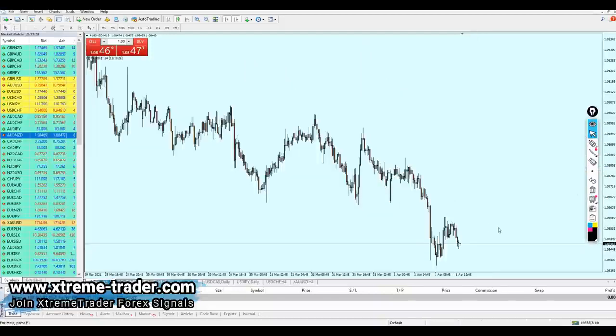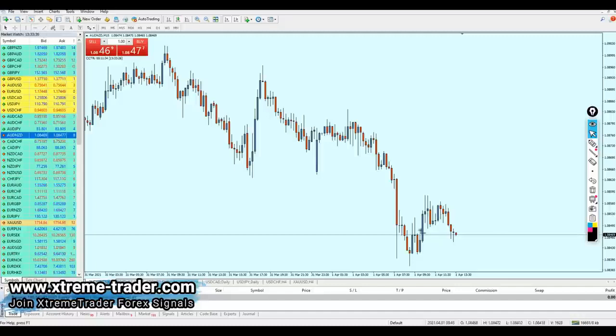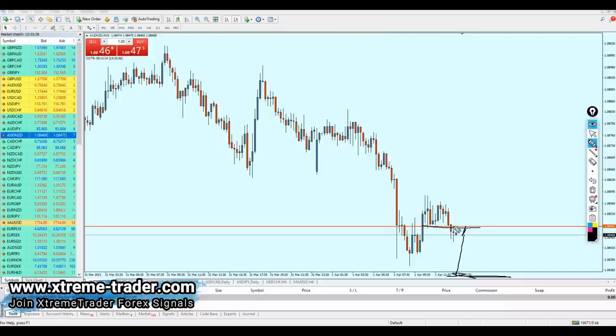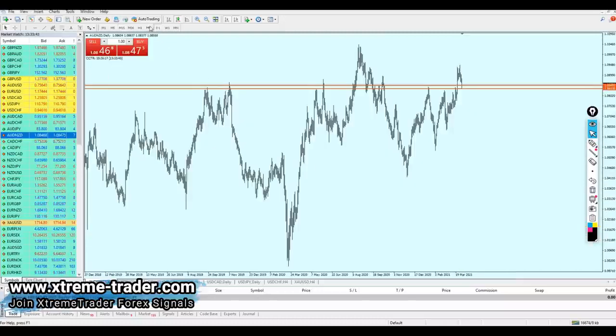Let me just zoom in so you can see it. This is the level I talked about. This is the nearest support to my entry if I place the trade right here as I told you, and after that this is going to be the take profit level because this is the nearest support to my entry, and so on and so on.